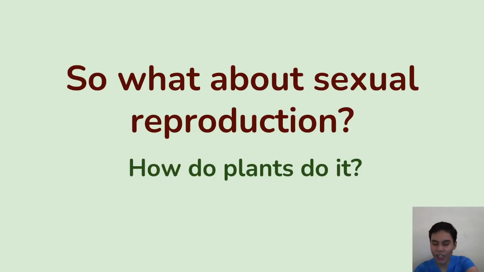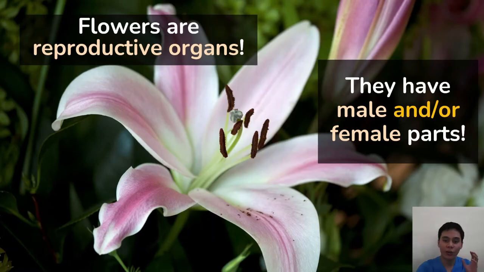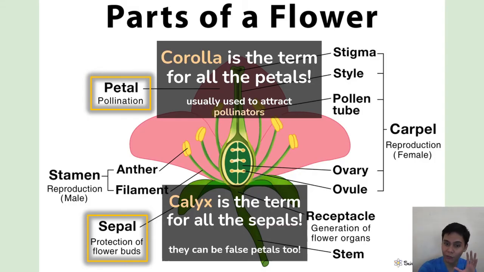So what about sexual reproduction? How do plants do it? Again, focusing on angiosperms or flowering plants, we have, of course, the flowers and the fruits. Flowers are reproductive organs. They have male and/or female parts. In the flower, we have many parts. We have the corolla, which is just a group of petals, and the calyx, the group of sepals. And of course, your actual male and female reproductive organs.